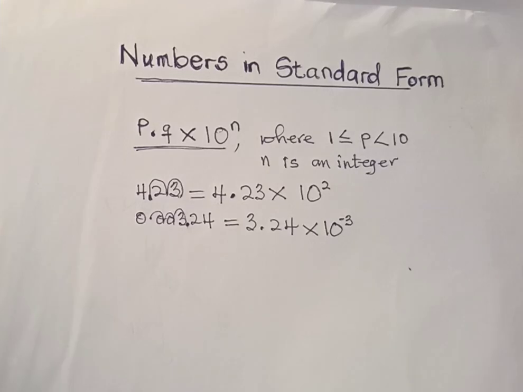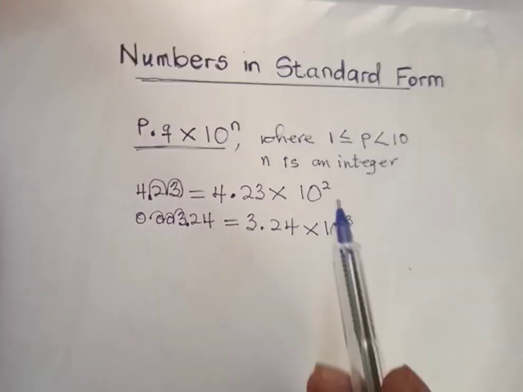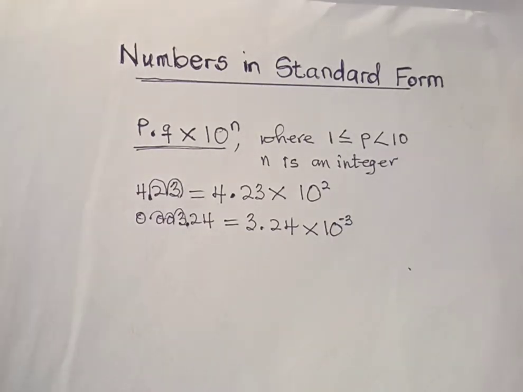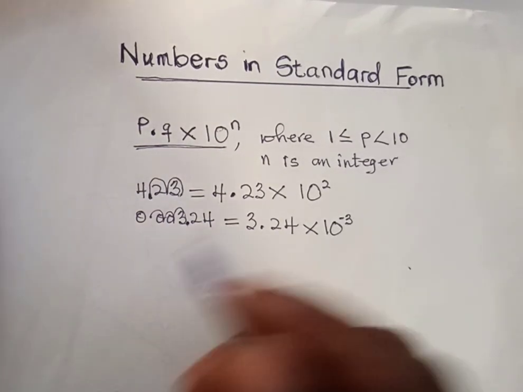So that is how we express numbers. When you count from the left to the right, your n should be negative. If you count from the right to the left, your n should be positive. So take note of this. Have you gotten that? Great. So this is very simple. Let me give you more examples.